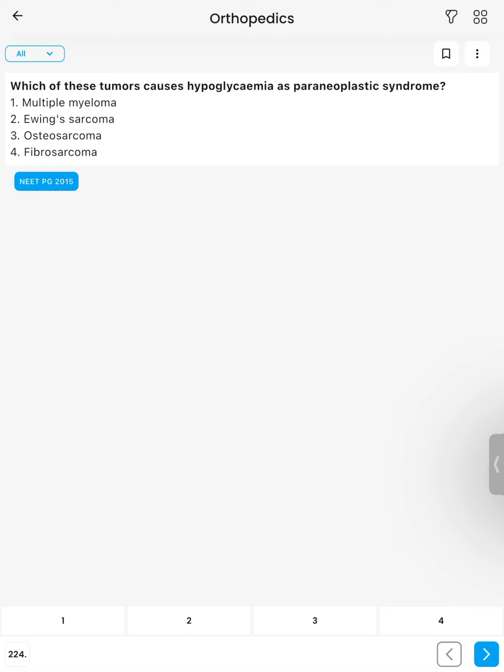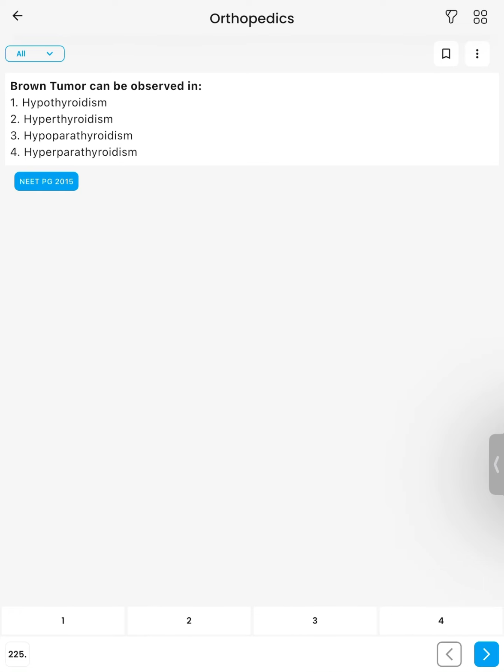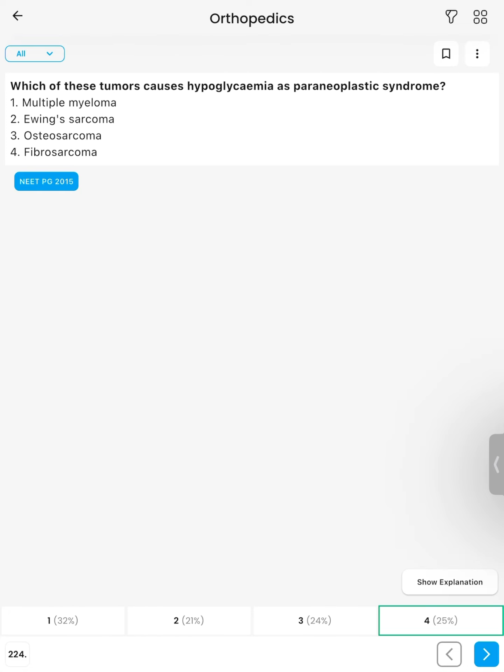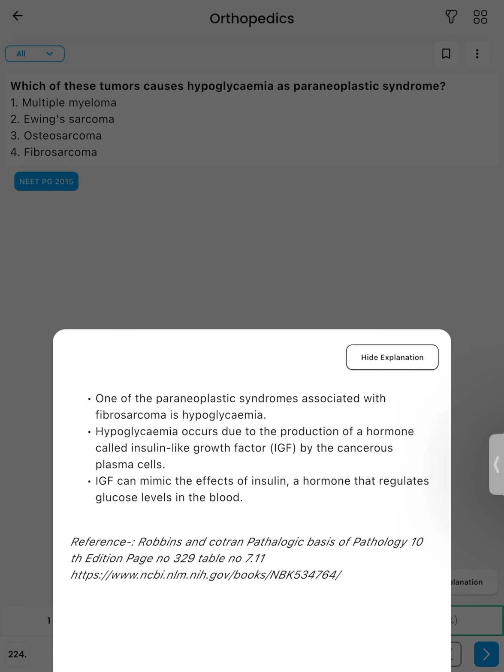Which of the following tumors causes hypoglycemia? Hypoglycemia is mainly caused by fibrosarcoma or osteosarcoma. Mainly fibrosarcoma it can be seen, because in fibrosarcoma, because of insulin-like growth factor involvement, there will be increased production of insulin, leading to hypoglycemia.